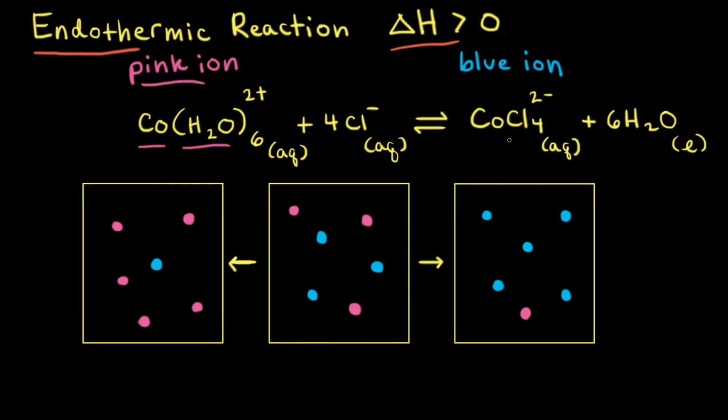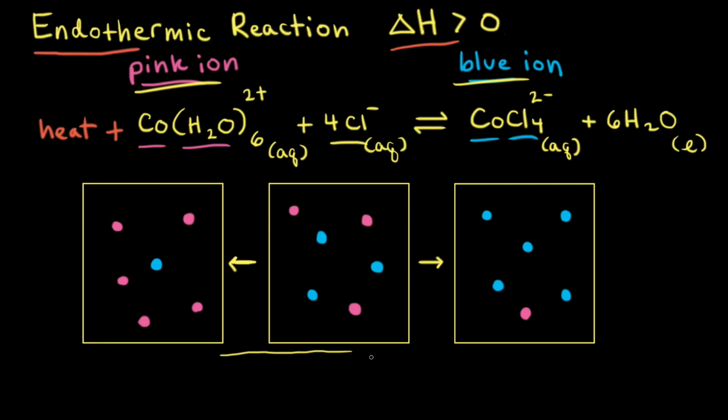And when 4 chloride anions complex to a cobalt 2+ ion, the resulting complex ion is blue in color. When the pink ion reacts with 4 chloride anions, the blue ion is formed. And since this reaction is endothermic, we can put heat on the reactant side. We're going to use these particulate diagrams down here to help us understand what happens to an endothermic reaction at equilibrium when the temperature changes.